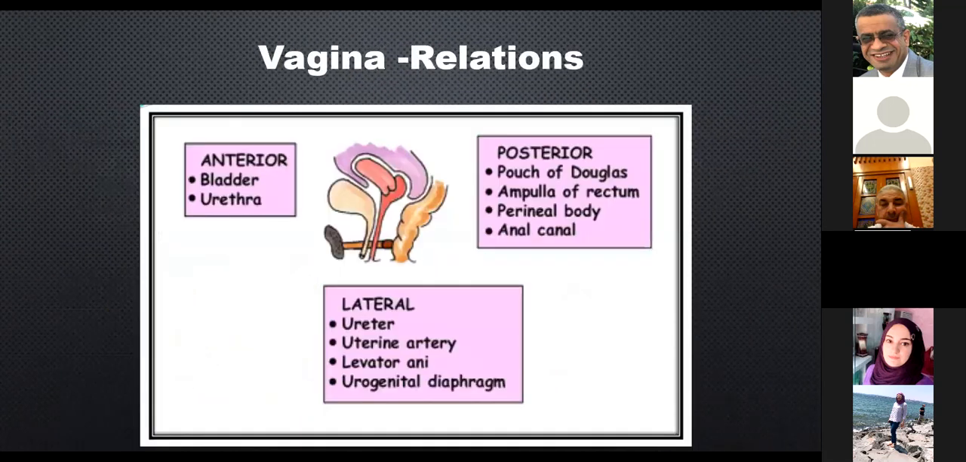The relations of the vagina: we have the anterior relation, the bladder and urethra, and the posterior relation, the pouch of Douglas and ampulla of rectum, perineal body, and anal canal, while the lateral relations include the ureters, uterine artery, levator ani muscles, and urogenital diaphragm.